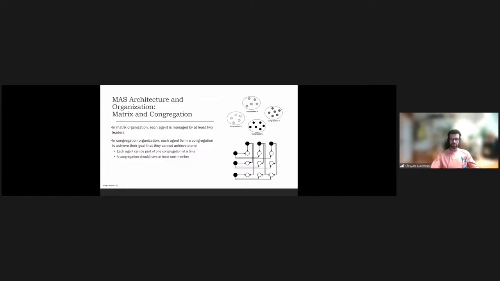The next two structures are matrix and congregation. In a matrix organization, each agent is managed by at least two leaders. In a congregation organization, each agent from a congregation tries to achieve a goal that they cannot achieve alone. Each agent can be part of one congregation at a time. A congregation should have at least one member.